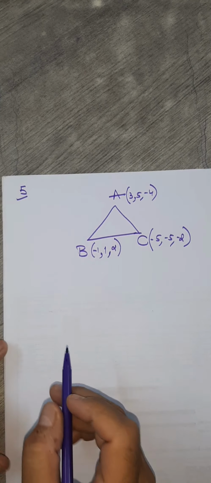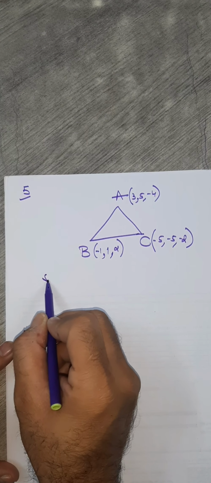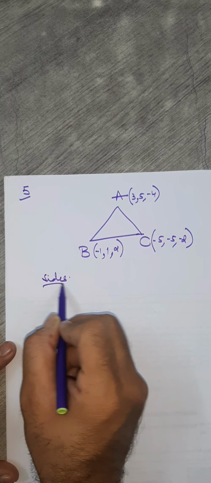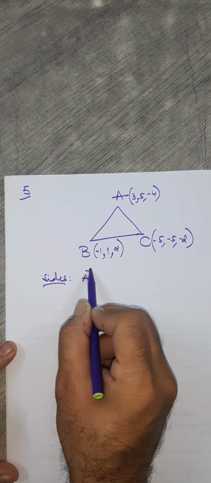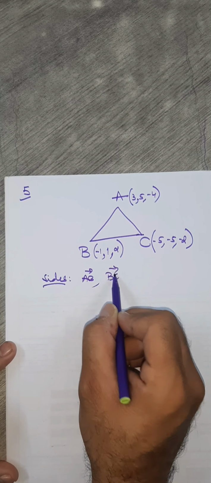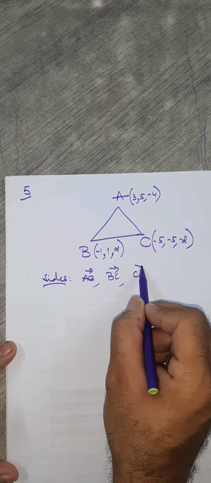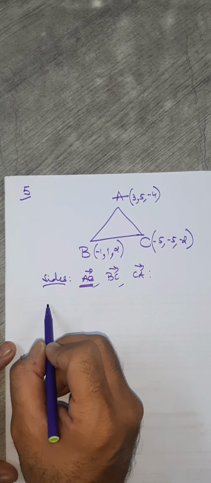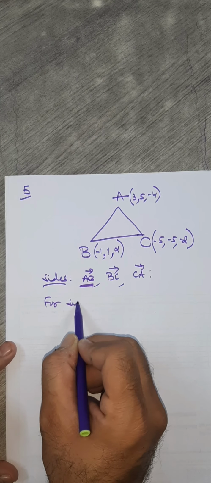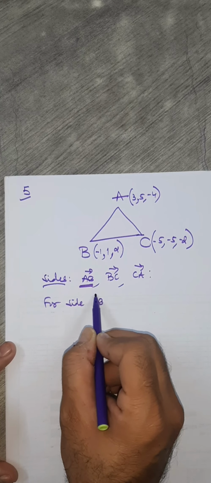What do you want? You want the direction cosines of the sides of the triangle, remember. Which are the 3 sides? You know vector AB. You can take BC and you can take vector CA. So first for this side, let's take AB here.